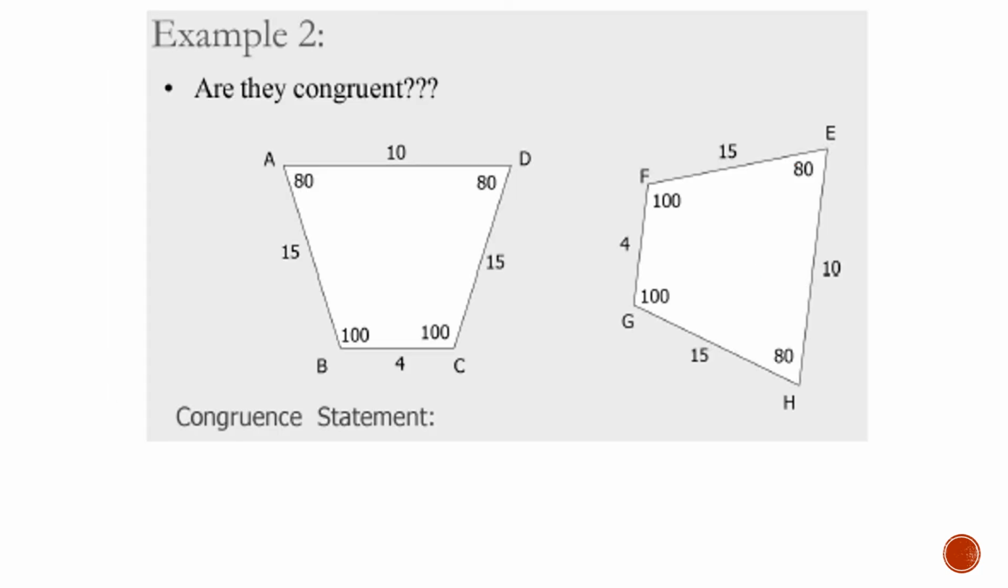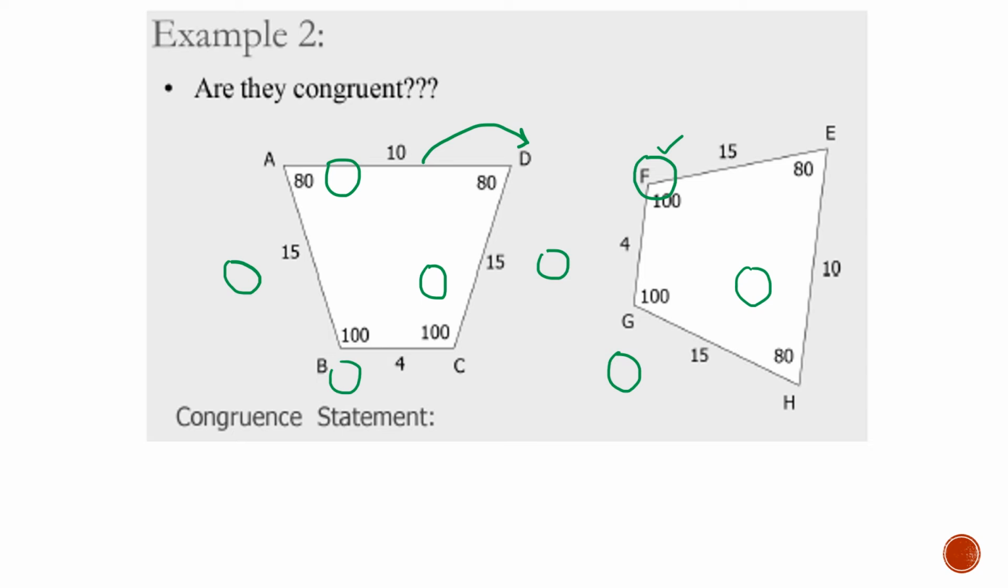So example 2 wants us to figure out if the two shapes, or trapezoids, are congruent. So that means that all angles and all the corresponding sides have to be the same. So let's start with sides. So A to B is 15. If I were to turn this 90 degrees clockwise, it looks like the corresponding side would be here, and they match up, so that's a check. 4 and 4 match up, 15 and 15 match up, and 10 and 10 match up. So not only do my sides have to match up, but also my angles.